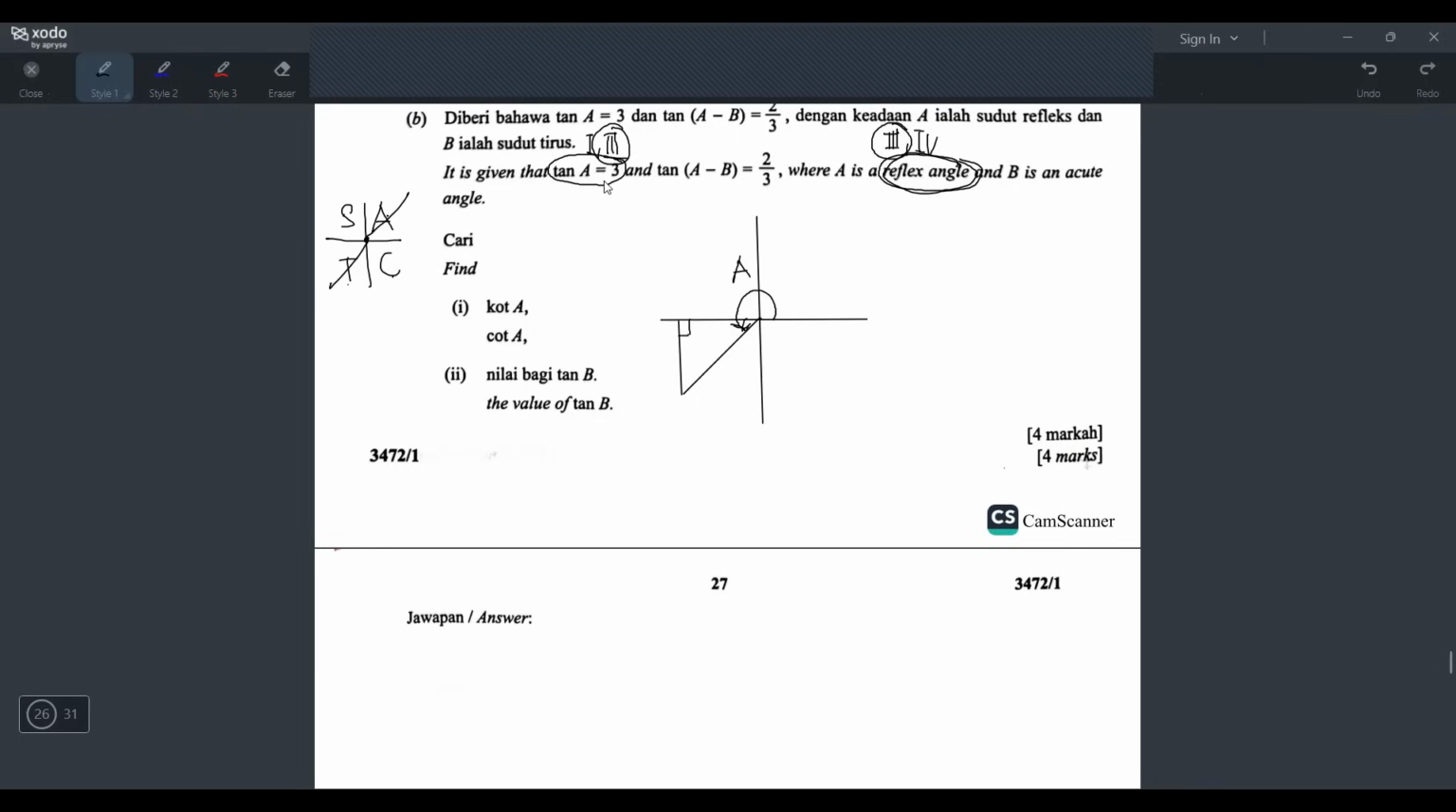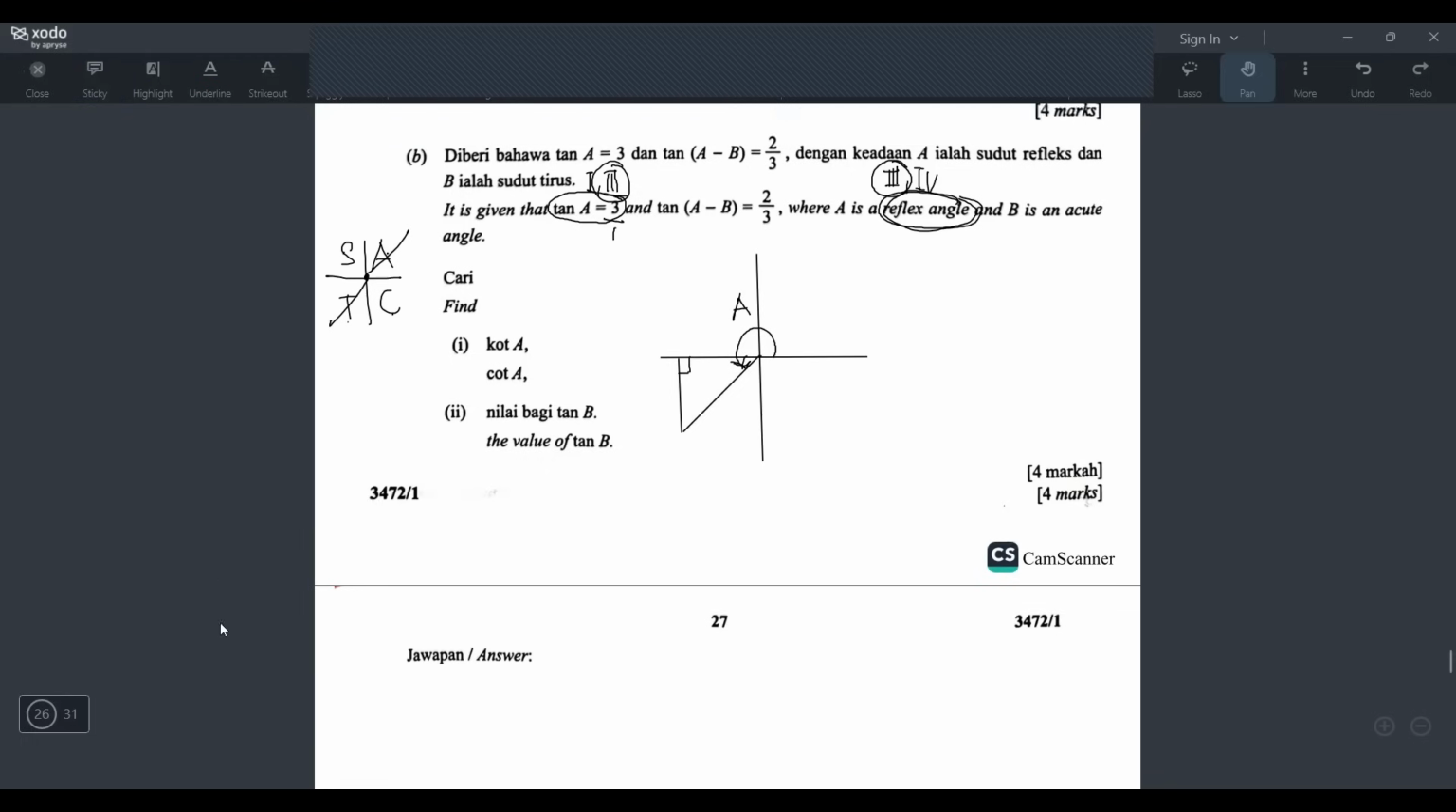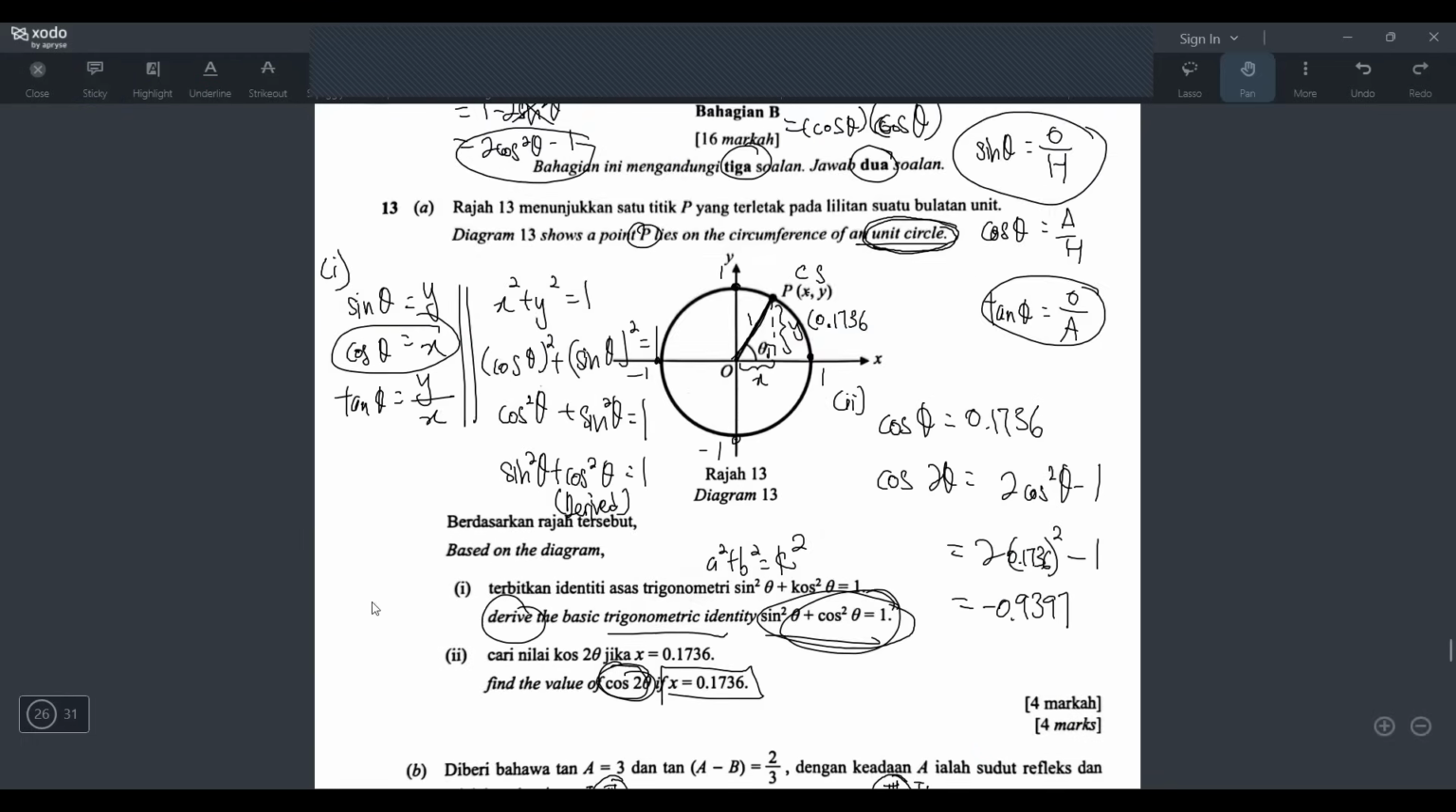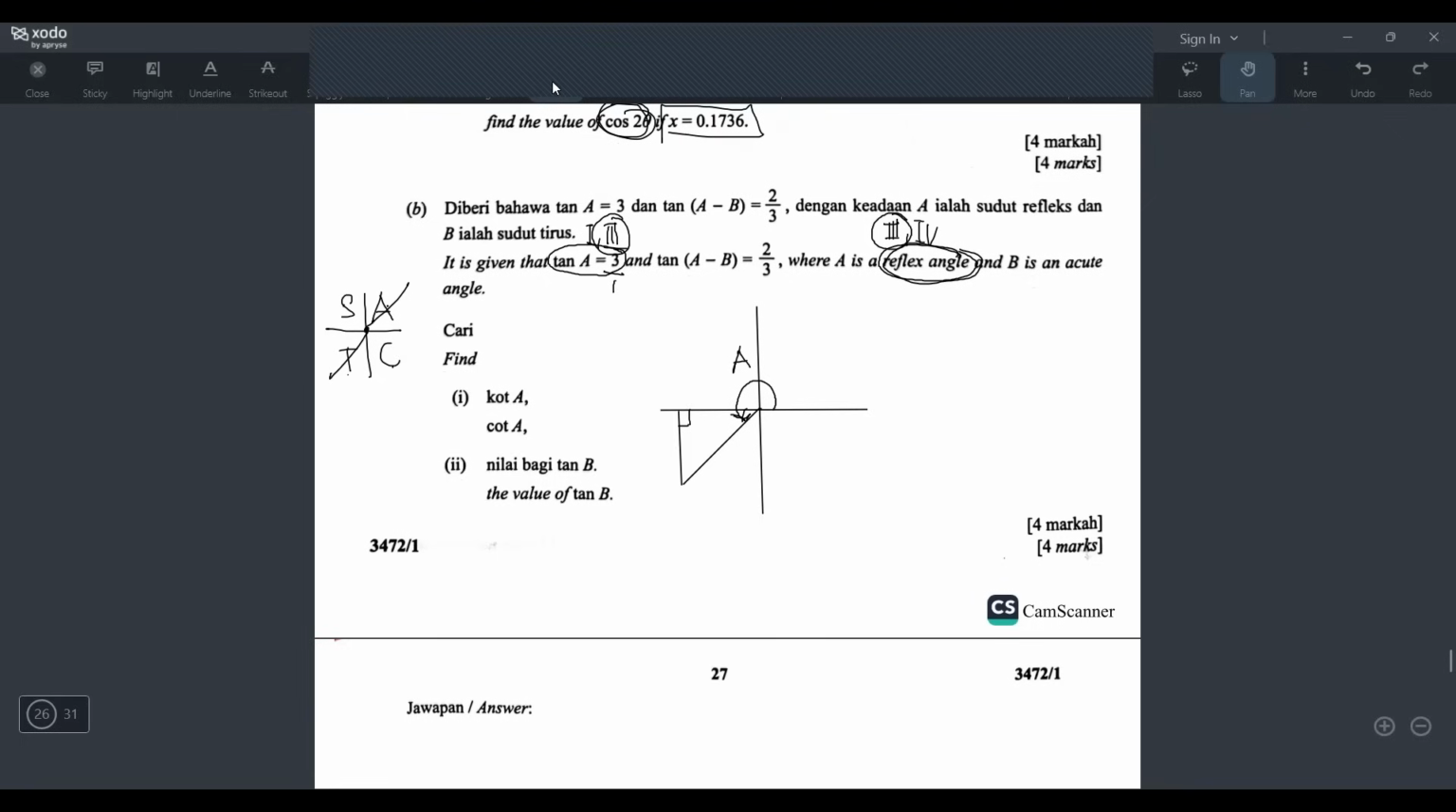And then now we can label in this information. So tangent is 3 over 1. The formula for tangent, I already write it up here, is opposite divide adjacent. Okay, soh cah toa. So opposite over adjacent. So the opposite is 3. But if you look at this angle, it's not inside the right angle triangle. It's actually more than 180 degree already. So that's why it cannot fit inside the right angle triangle.